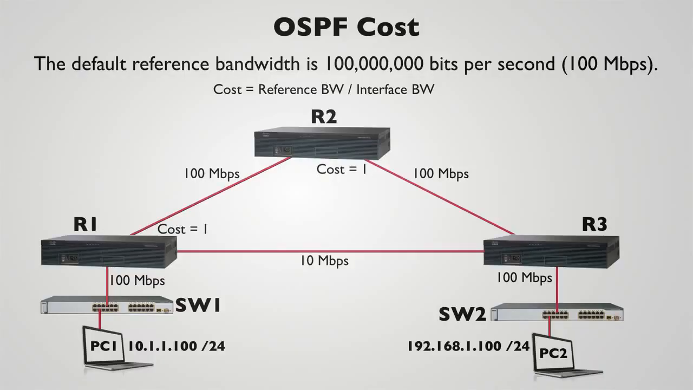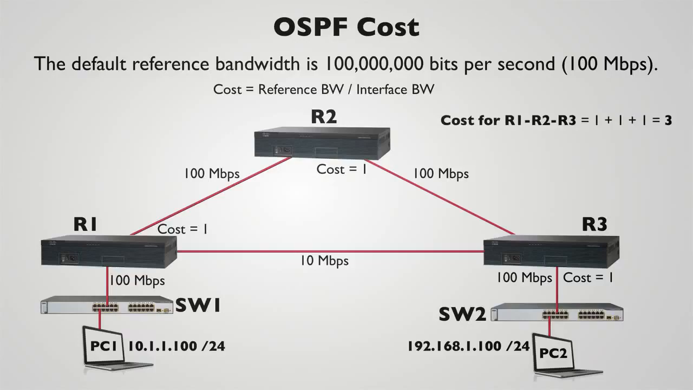We get down to R3 and now we need to go out to switch 2. That's another 100 megabit per second link. So again, the cost is 1. And that means our total cost, if we go the path from R1 to R2 to R3, it's going to be 1 plus 1 plus 1. It's a total cost of 3.